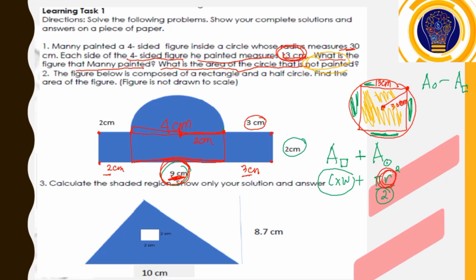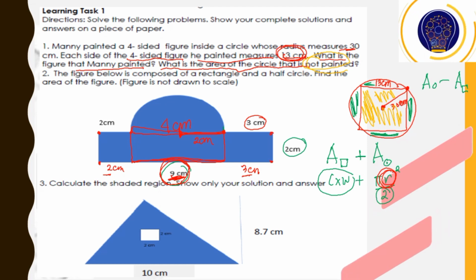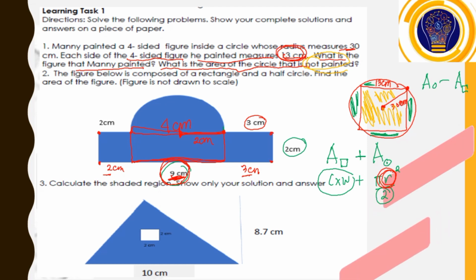How about here in number 2? The figure below is composed of rectangle and a half circle. Actually, half circle to. Find the area of the figure. Figure is not drawn to scale. Ibig sabihin yung figure dito, hindi siya actual na sukat or hindi siya actual na ganang kalaki yung kanyang sukat. Nagbigay lang tayo dito. So, ibig sabihin here, class, meron kang rectangle dito.